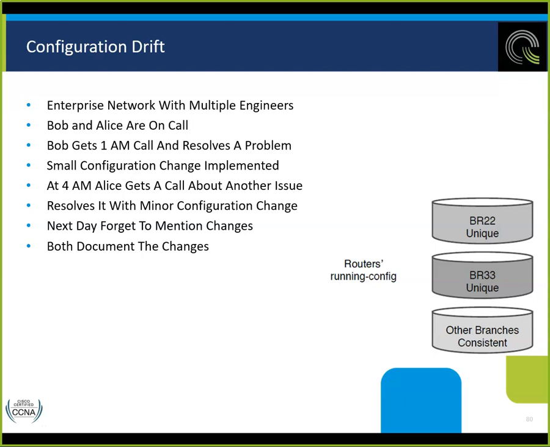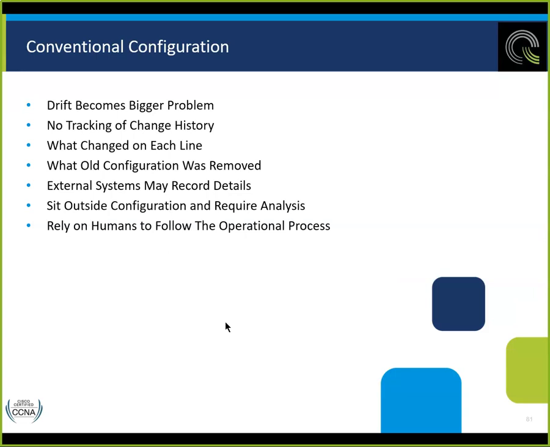They document the changes because that's what they're supposed to do. We document the changes that go on, but now the one doesn't know about the other one. We have in here the BR22 and the BR33 have a unique configuration, where the other branch devices are consistent with the configuration that we have. This is going to be called configuration drift, and it becomes a bigger problem as the enterprise gets bigger and as we go over time, because we have no tracking of the change history.